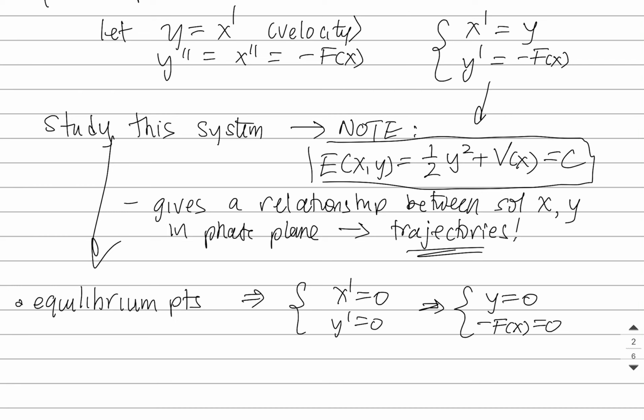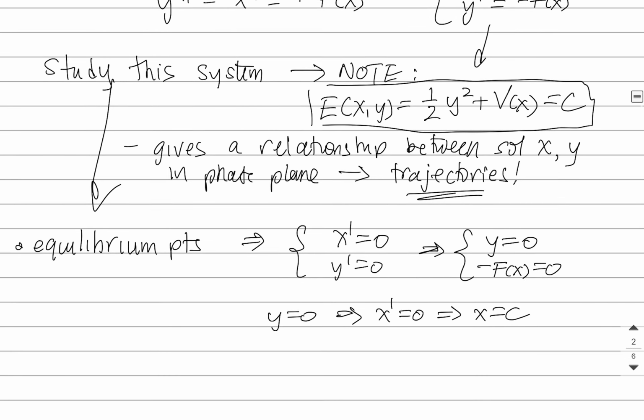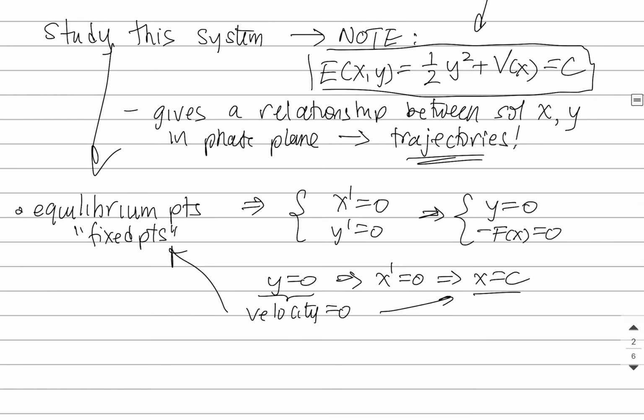Well, y equals 0 means that x prime equals 0, means that x is a constant. Y equals 0 means that the velocity is 0. So sometimes they like to call equilibrium points fixed points because things are not moving. Your velocity is 0. Equilibrium points in the phase plane have to happen when y is 0 and x is some constant. And you also need that this force function has to be 0, or the derivative of the potential is 0.